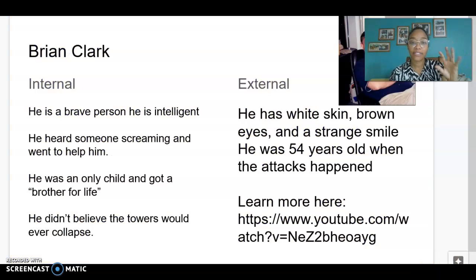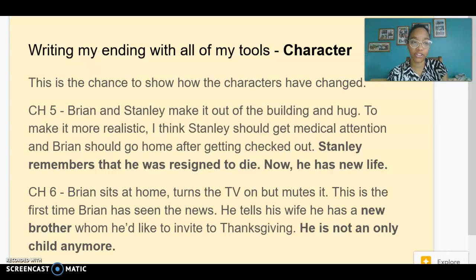Okay, I'm going back to Brian's character, and I want to think about character in the ending. I want to show how my characters have changed. So I want Stanley to remember how he started out, crumpled in that corner, wondering if anyone would even stop and help him. And now, on the flip side, he's really changed. He's optimistic and he has a new life. Brian has also changed, and we know a big part of his change is getting that new brother. When he started, he was an only child, and now he's got a brother.